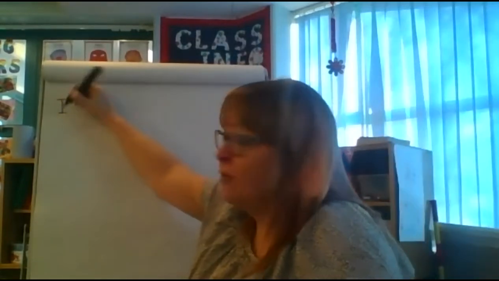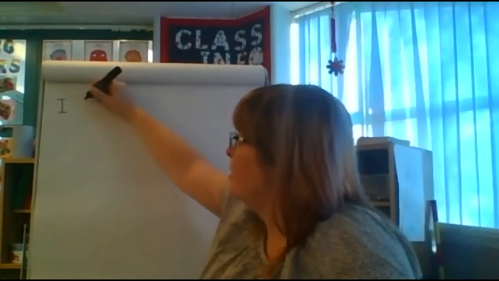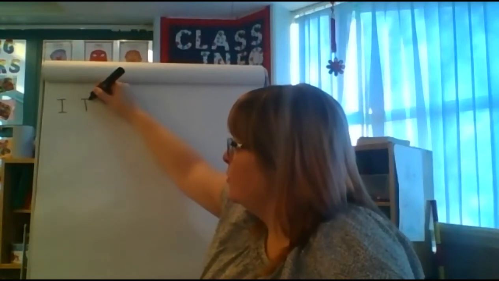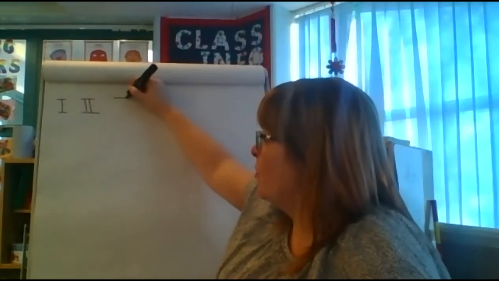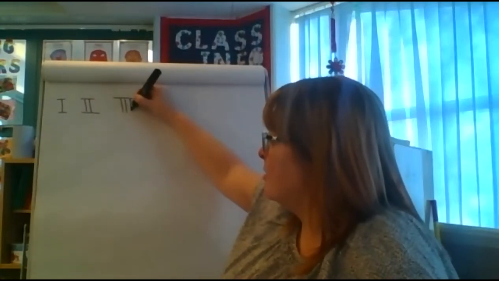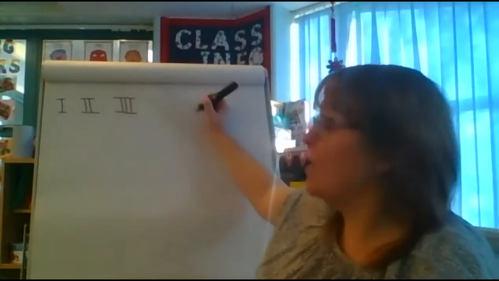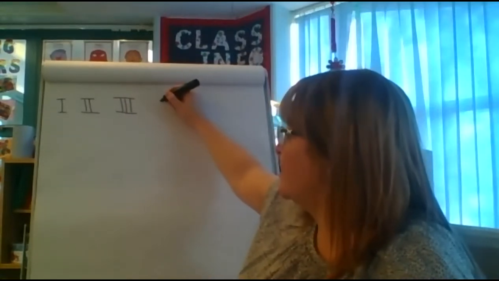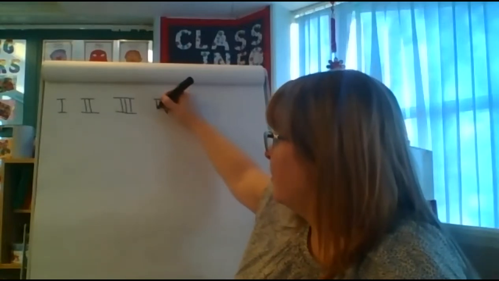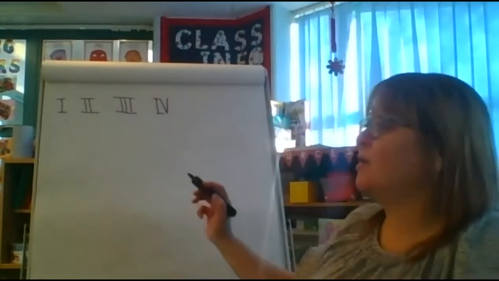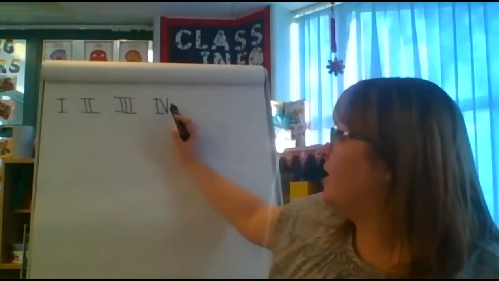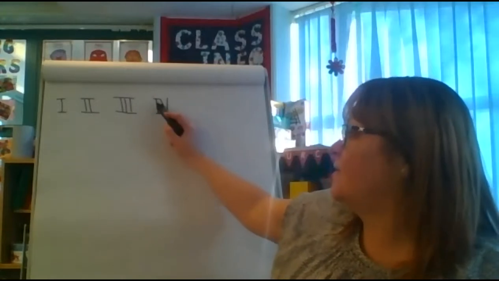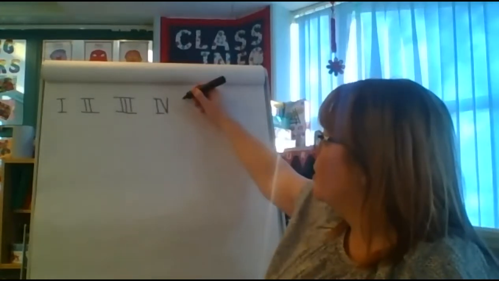So 1 looks like an I, 2, 3, okay, then to make 4, we have to take the symbol for 5 and you put the symbol for 1 in front of it. So it's IV. So it's 5 take away 1, which is 4.